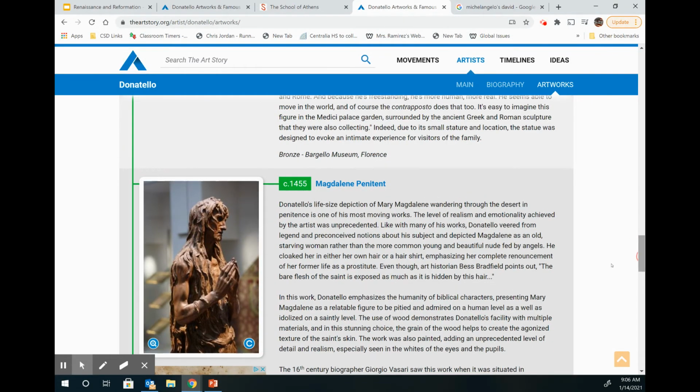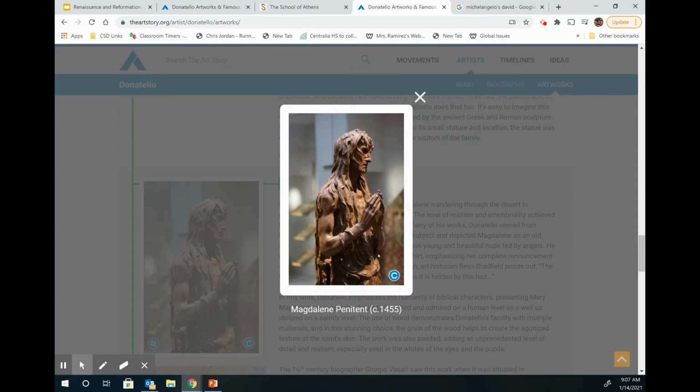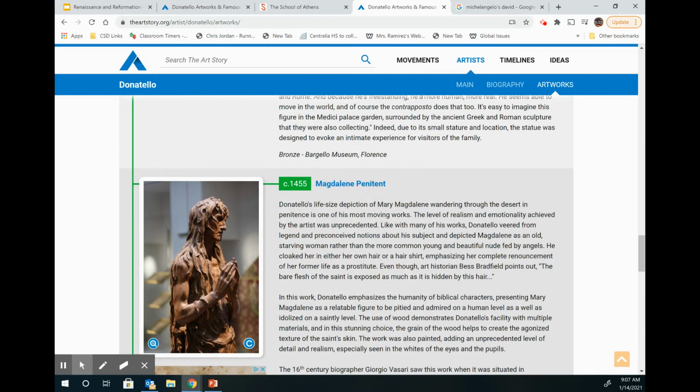And some of his other sculptures, this is a famous piece too, Magdalene Penitent. And this is a life-size piece, and you'll see another image of this in a little bit. But this life-size piece is considered realistic in that it's not concerning something beautiful, but instead something relatable and to be both pitied and admired on a human level.